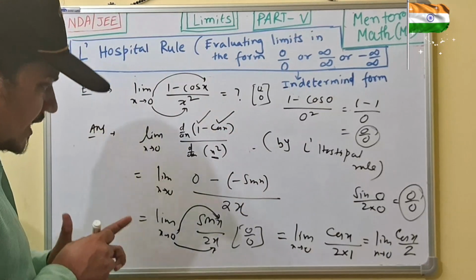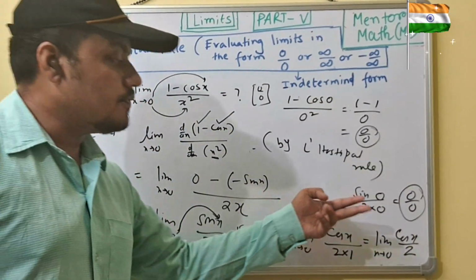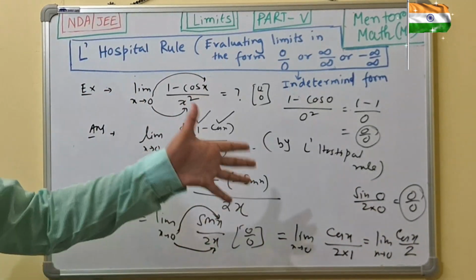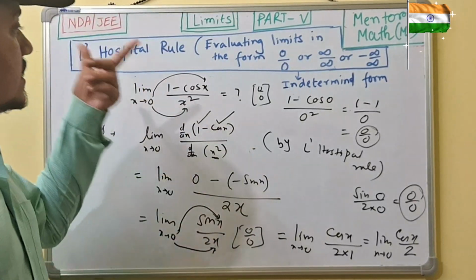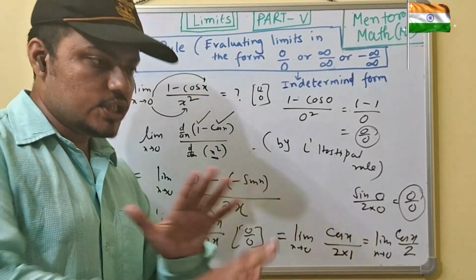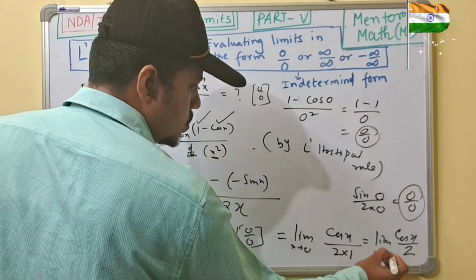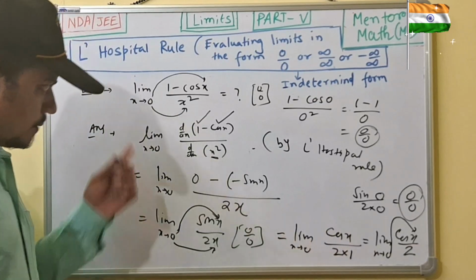Now you see that this form is not 0 by 0 form or infinity by infinity form. This is your determined form. Using L'Hospital's rule, the indeterminate form converts to a determined form. That is where we stop the process, and now your job is to substitute the value x equal to 0 here. So next, copy please.